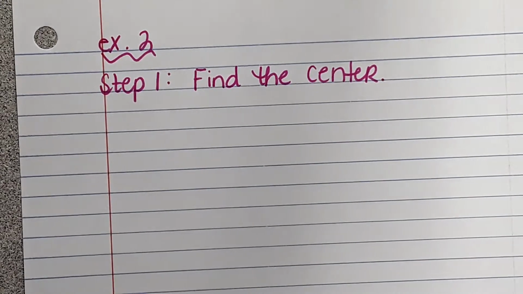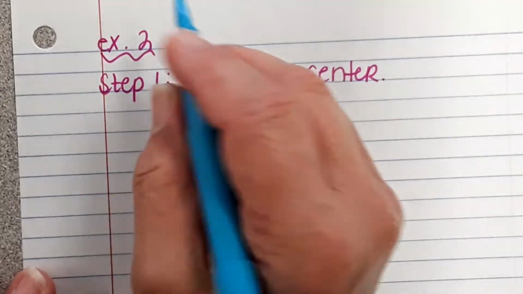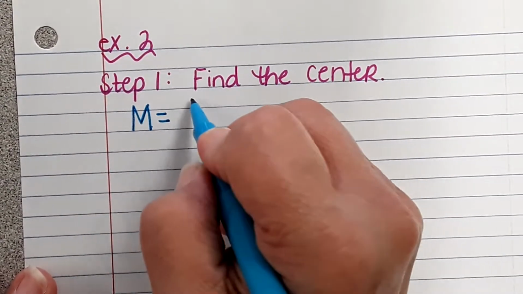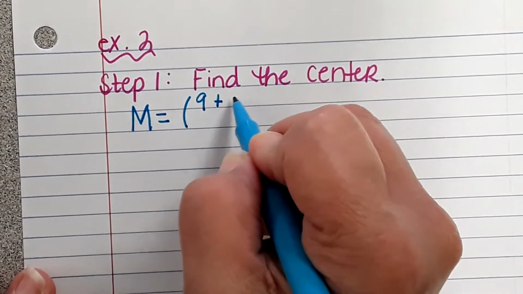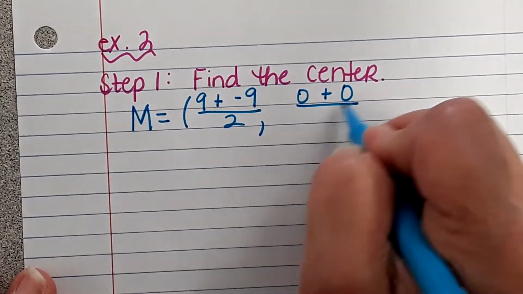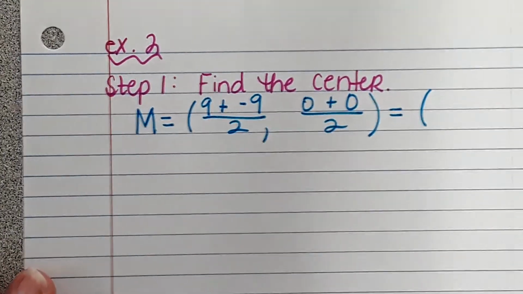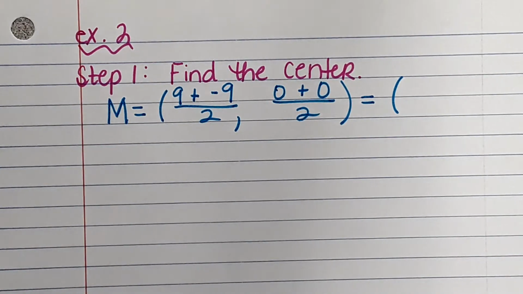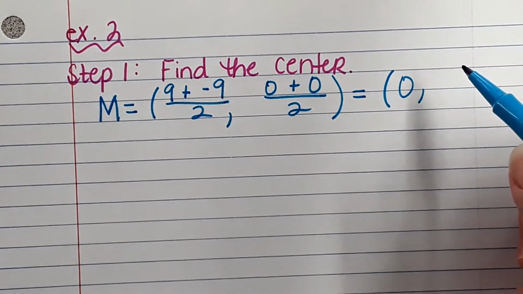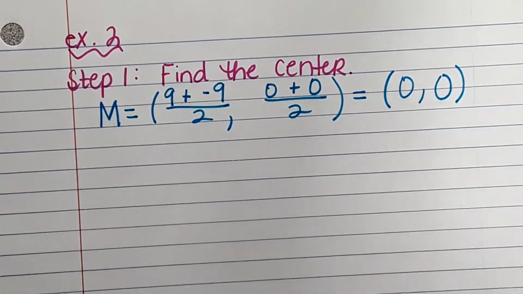And to find the center, guess what we do? Find the midpoint. To find the midpoint, we use the vertices. So the midpoint equals x1, which is 9, plus x2, which is negative 9, divided by 2, and y1 plus y2 divided by 2. What is 9 plus negative 9? And what's 0 divided by 2? 0 plus 0? 0. What's 0 divided by 2? Okay, so again, our center is (0, 0).